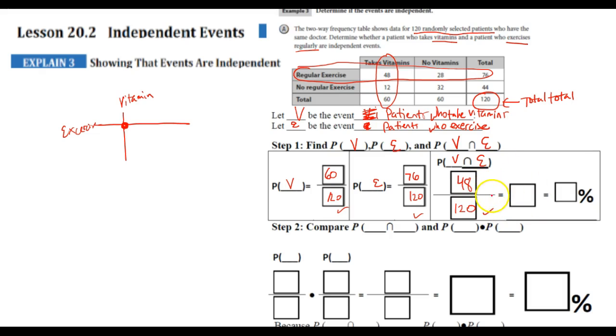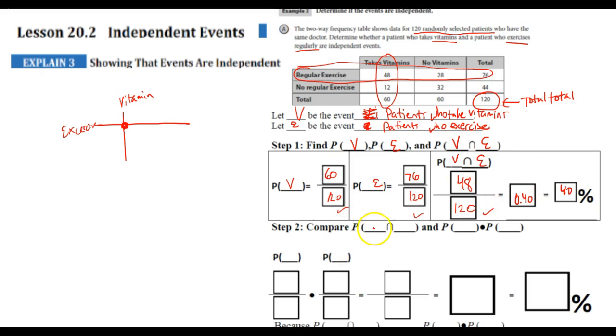So now we're going to compare this percentage. Go ahead and calculate 48 divided by 120. And you should have gotten about 0.40, or about 40%.